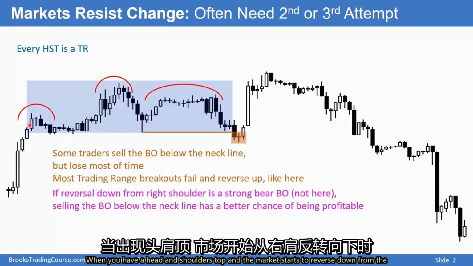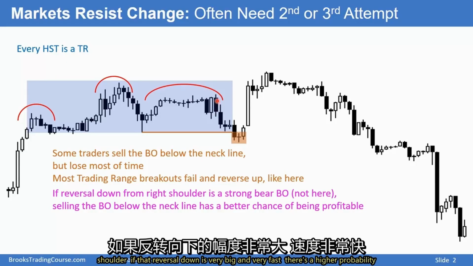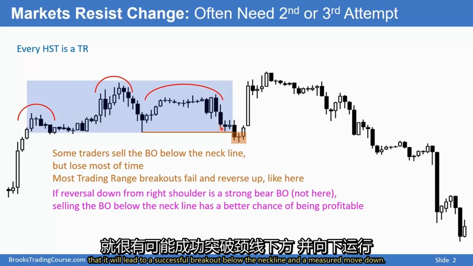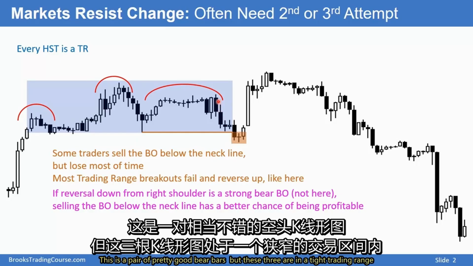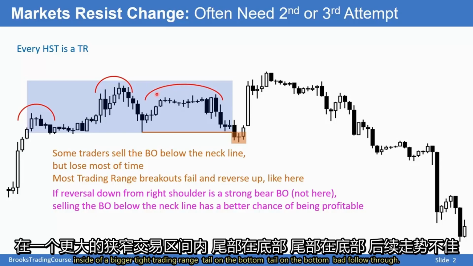When you have a head and shoulders top and the market starts to reverse down from the right shoulder, if that reversal down is very big and very fast, there's a higher probability that it will lead to a successful breakout below the neckline and a measured move down. That's not the case here. This is a pair of pretty good bear bars, but these three are in a tight trading range, inside of a bigger tight trading range, tail on the bottom, bad follow through.